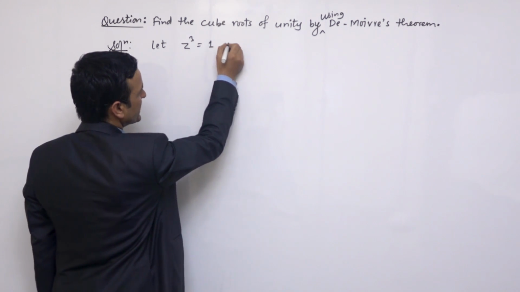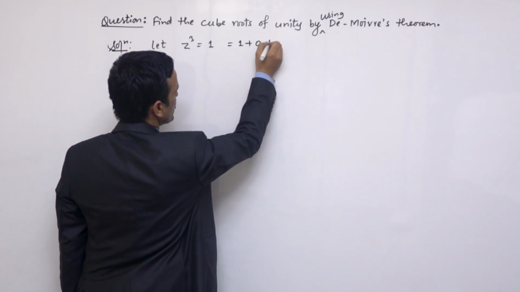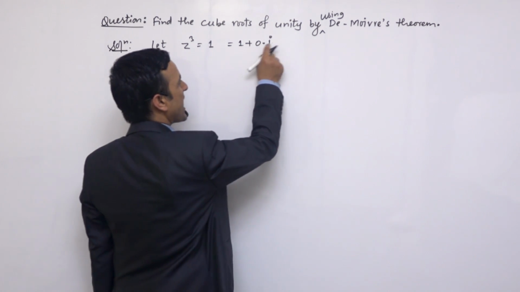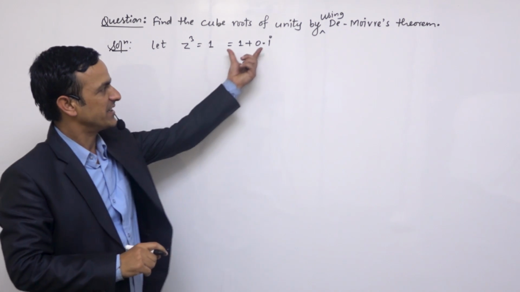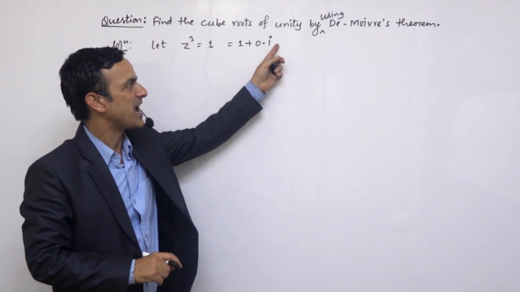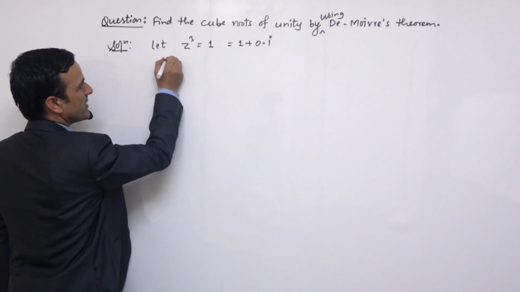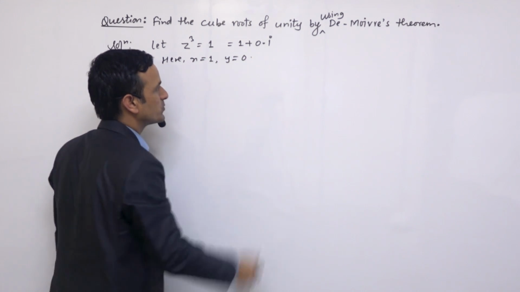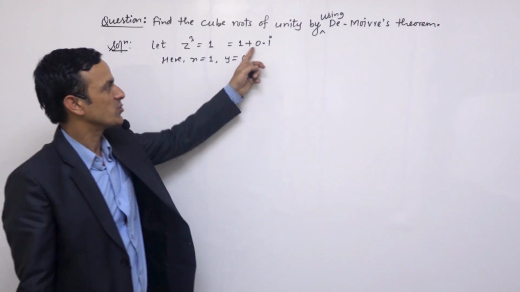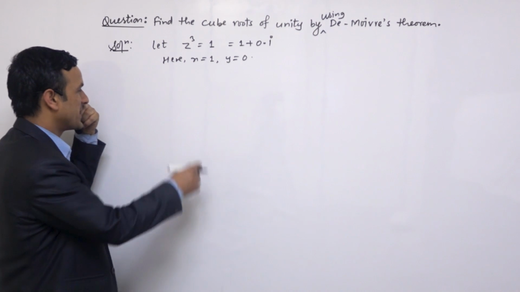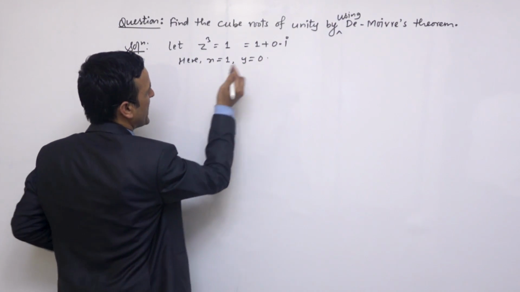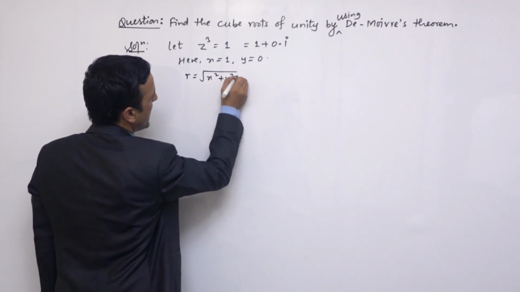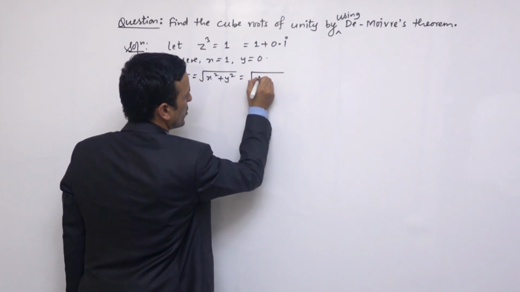So 1 means 1 plus 0 into I when it is expressed in x plus iy. Then we can express it like this, write 1 in the form x plus iy. Now we can see here x is 1 and y is 0. So by comparing this expression with x plus iy, we get x is equal to 1 and y is equal to 0. So from this we can calculate the value of r like this.